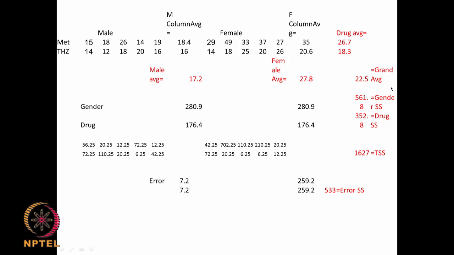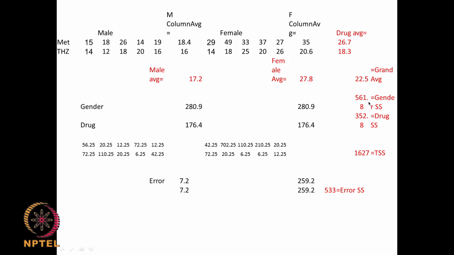Now, how do you get each of these sums of squares? We have the male average 17.2, female average 27.8. How do you get the gender sum of squares? Simple. This is the male average 17.2 minus 22.5, squared, times 10, because there are 10 data points here. Similarly for the female, 27.8 minus 22.5, squared, times 10. So for gender, you take 10 times this minus this squared, plus 10 times this minus this squared, where the overall grand average is this. If you add up, you get 561.8, which is called the gender sum of squares.